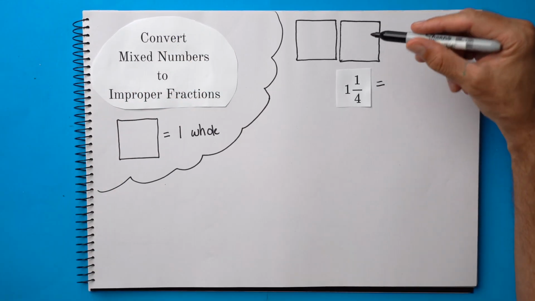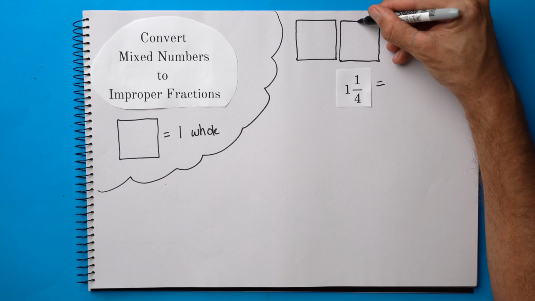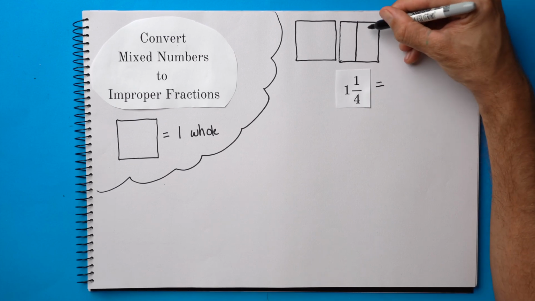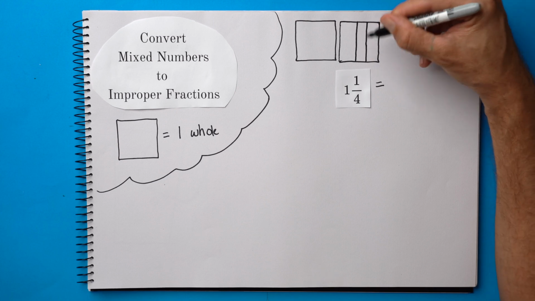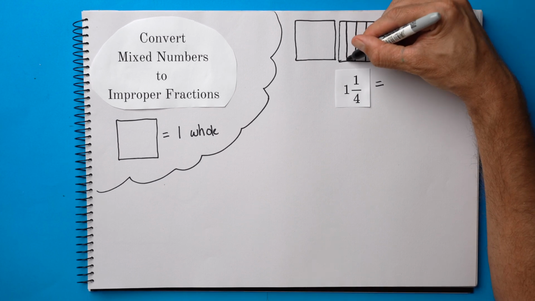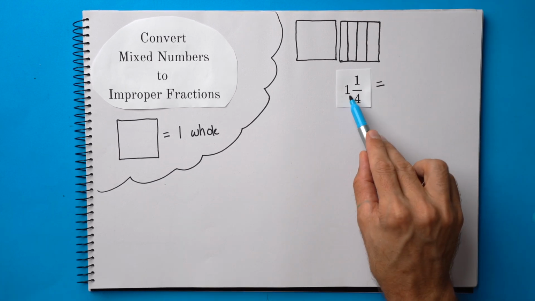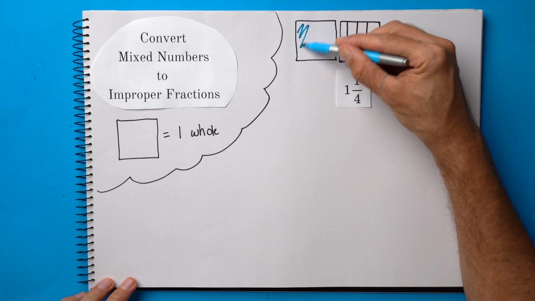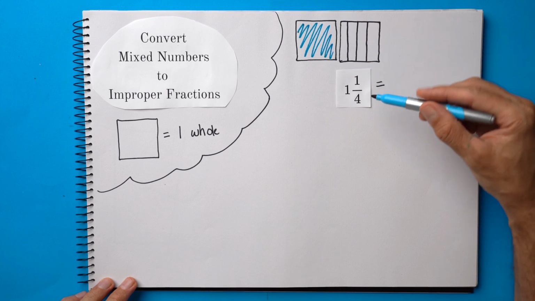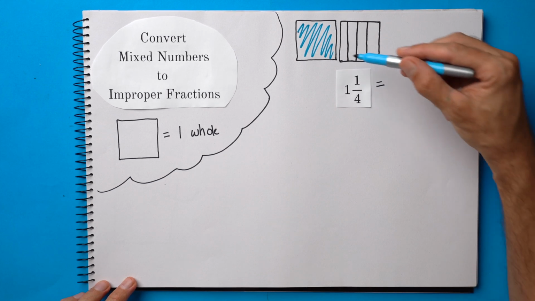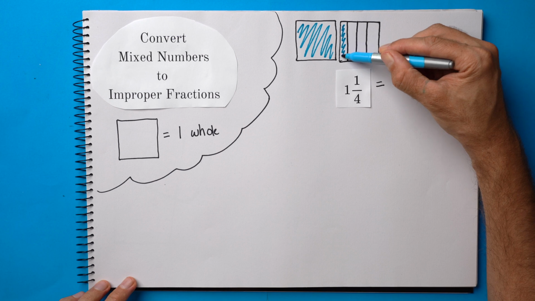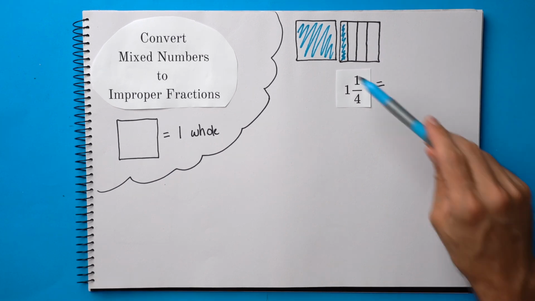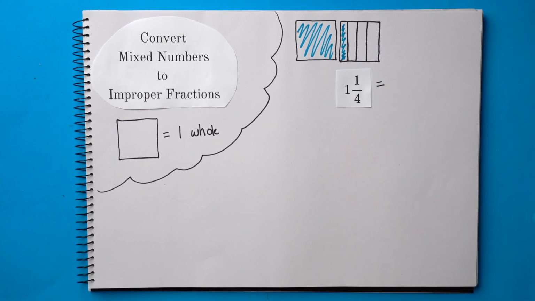And I'm going to share this one into quarters, so 4 equal parts. To show 1 1/4, I'm going to colour in one full square and one of the quarters. What I've now got is 1 1/4 coloured in.